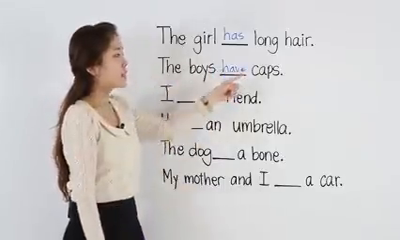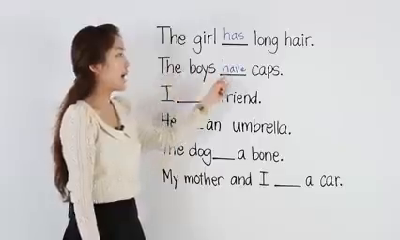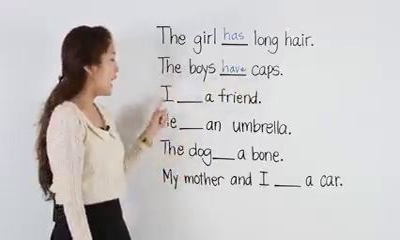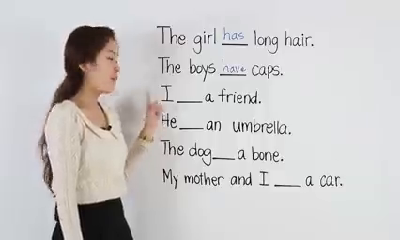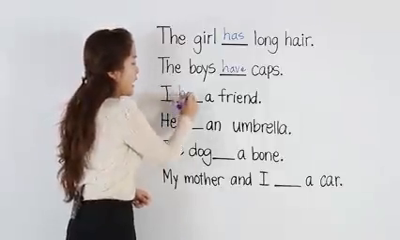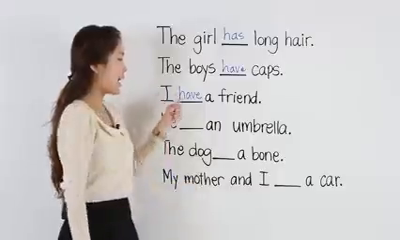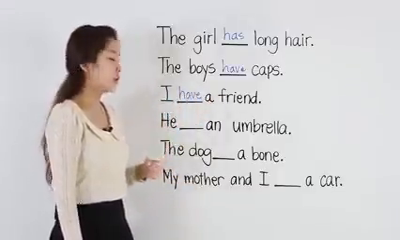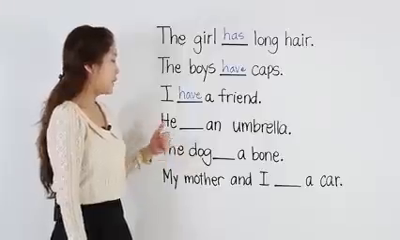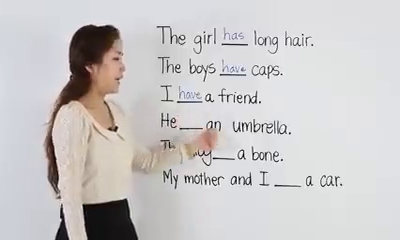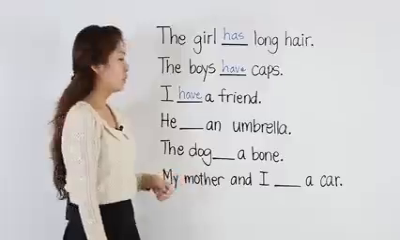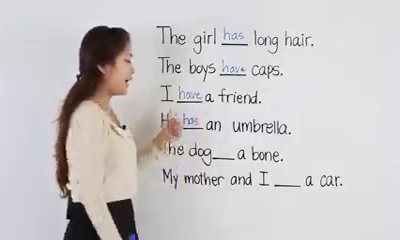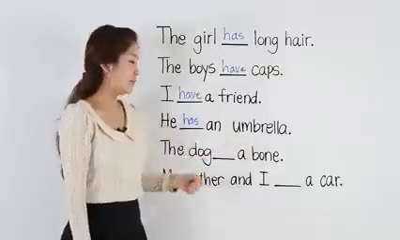They have caps, or the boys have caps. Okay, the next one's easier. When we have I, we say have. I have a friend. Okay, the next one is also easy. He blank an umbrella. What do we have to use? Has. He has an umbrella.